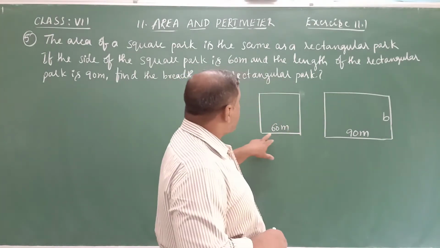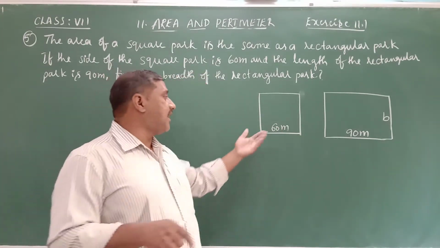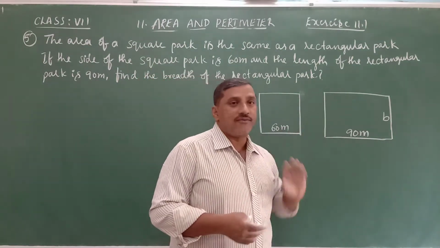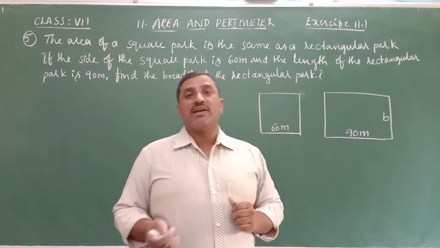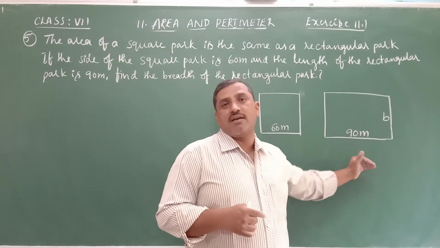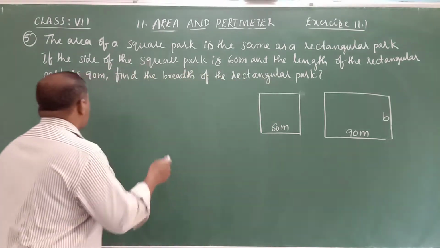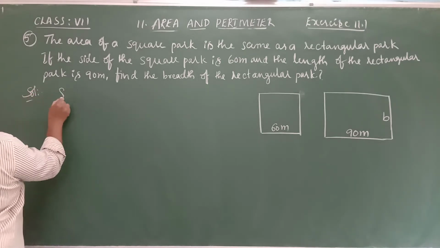So area of the square park is equal to side into side, that is 60 into 60, we can find. That is equal to the area of the rectangular park, whose length is given, and breadth we can find by dividing the area of the rectangular park by the length of the rectangular park. Now here it is given. So it is for the square park.